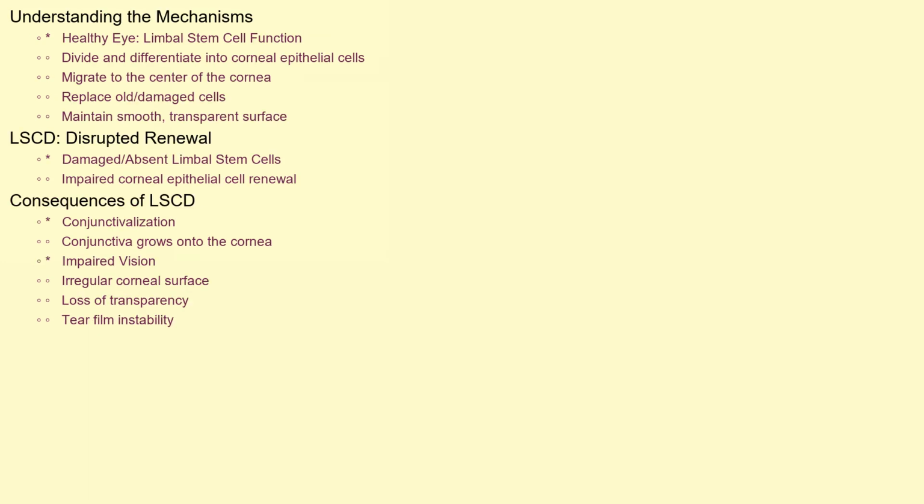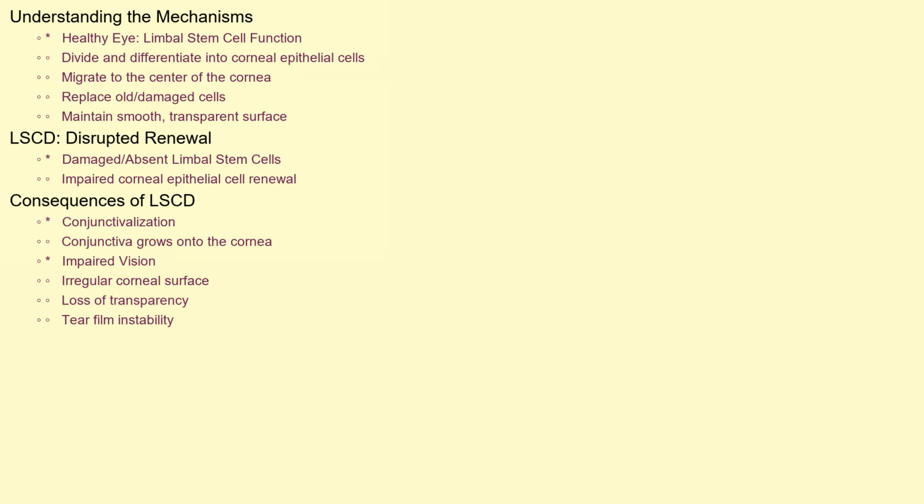Let's delve into the underlying mechanisms. In a healthy eye, limbal stem cells continuously divide and differentiate into corneal epithelial cells, which migrate towards the center of the cornea, replacing old or damaged cells. This process ensures a smooth, transparent corneal surface.